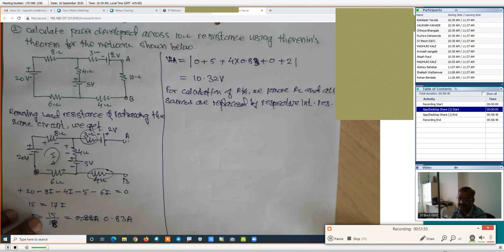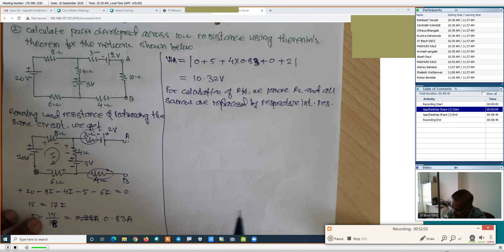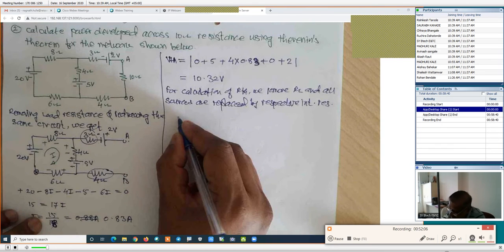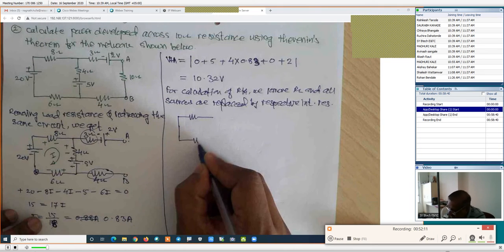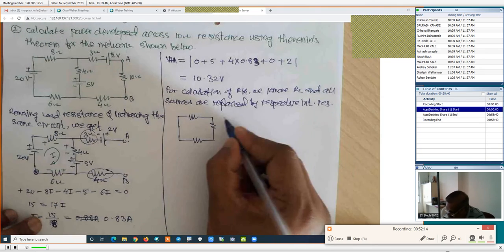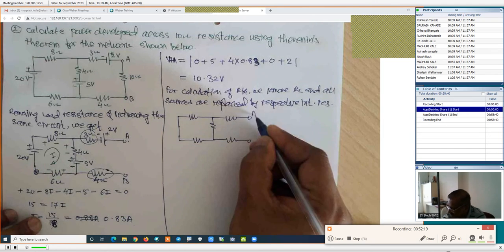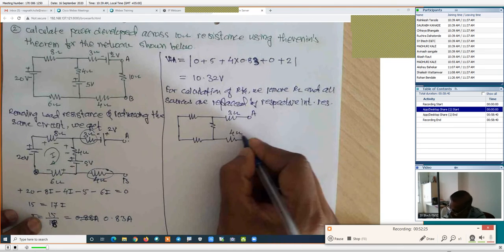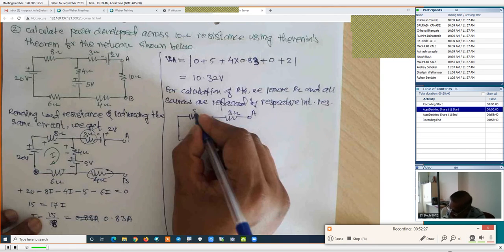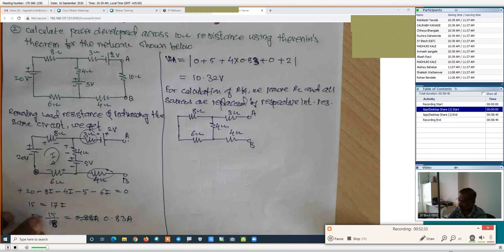Now I will draw the figure for calculation of RTH. This figure I will take reference. Source will be removed, means its figure will be something like this. This is the figure, A, this is B. It is 3 ohm, this is 4 ohm, this is 4 ohm, it is 8 ohm, and this is 6 ohm. This is the figure for the calculation of RTH.